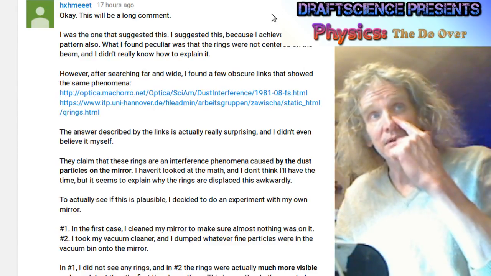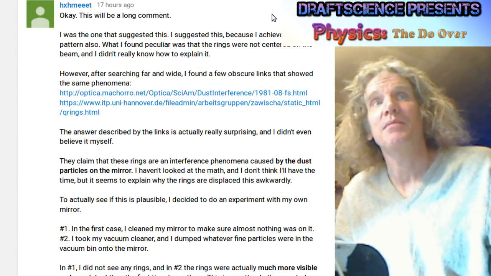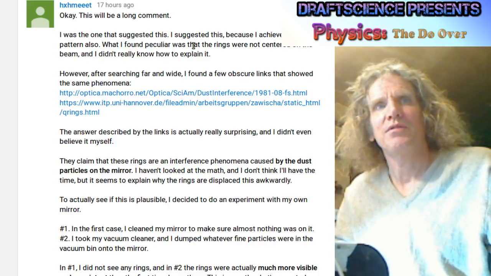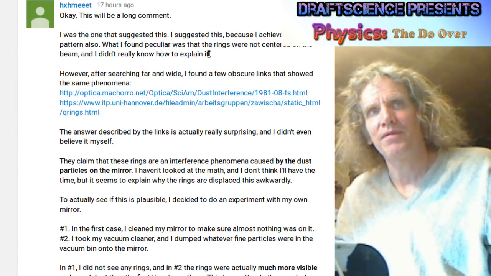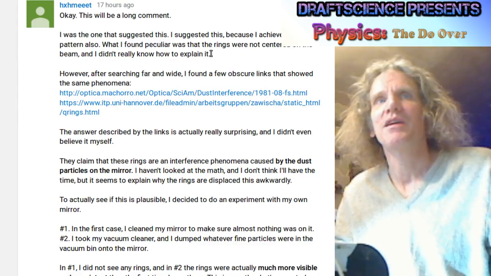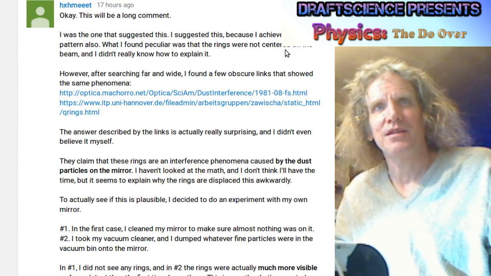Alright, so this is Hex Hemite or something, not a very good name, but whatever. This will be a long comment. I was the one who suggested this. I suggest this because I achieved the same pattern also. What I found particular, I kind of should have told me that you were setting me up. What I found peculiar was that the rings were not centered on the beam and didn't really know how to explain it.